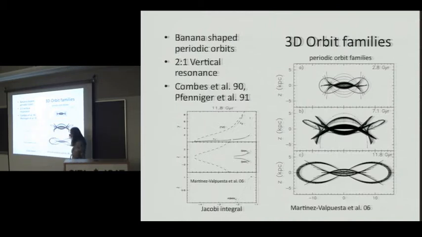So, this body of work suggested that there was a vertical resonance responsible for making the peanut shapes, and that it was comprised of orbits like these banana-shaped orbits.